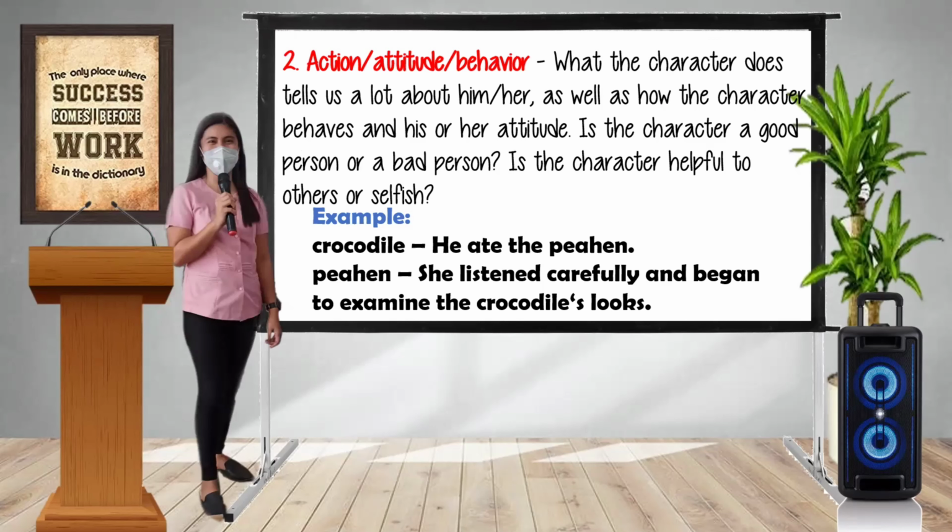Number 2, action, attitude, or behavior. What the character does tells us a lot about him or her, as well as how the character behaves and his or her attitude. Is the character a good person or a bad person? Is the character helpful to others or selfish? Example: the crocodile, he ate the peahen. The peahen, she listened carefully and began to examine the crocodile's looks.